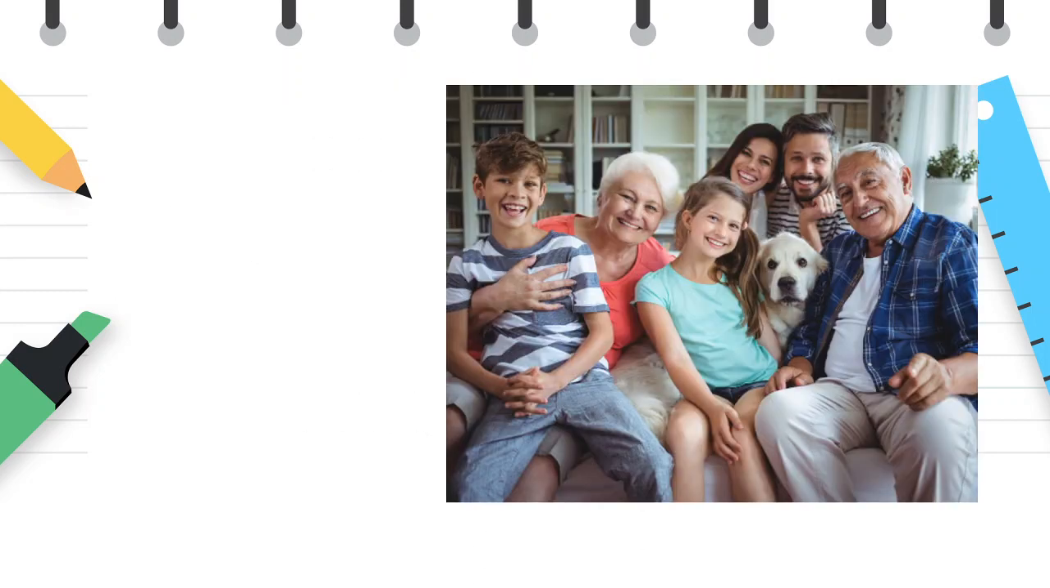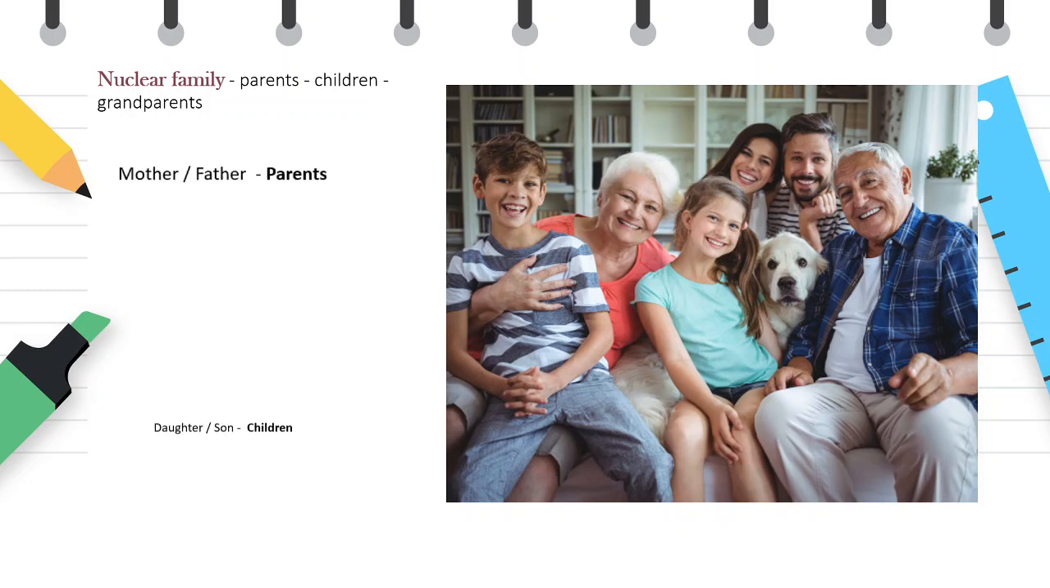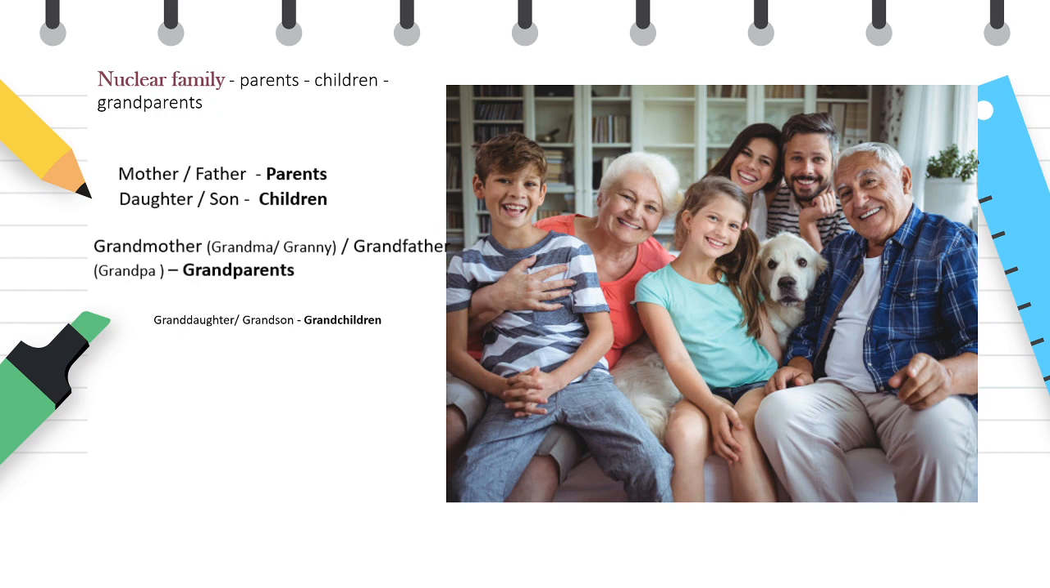Let's start with this picture of a typical family or nuclear family, consisting of parents, children, and or grandparents. Also, pets are regarded as family members nowadays. So you should be able to identify all family members and their relations on this list.